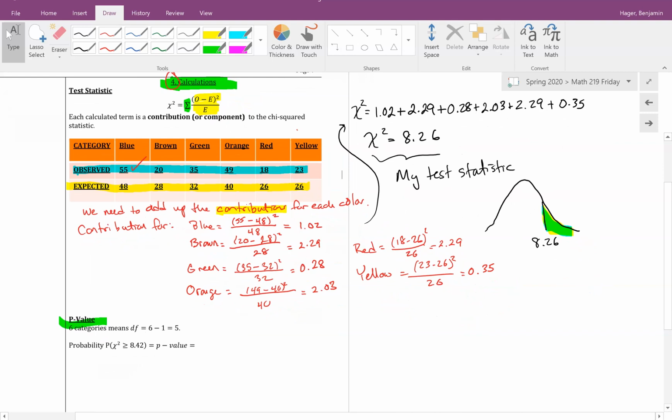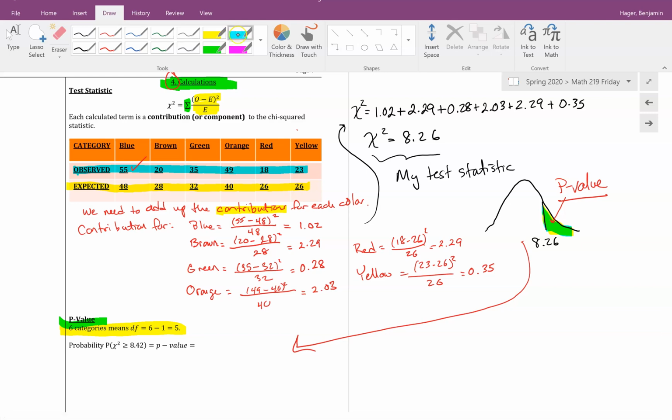Okay, when it comes time to find the p-value, again, this is what we're trying to figure out right there: what is this area? That's my p-value. I mentioned earlier, and we're going to see real quick on the table, that you have to know what your degrees of freedom are, right? Chi-squared, like the t-distribution, is dependent on our degrees of freedom.